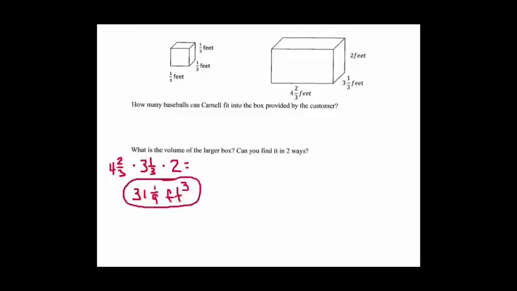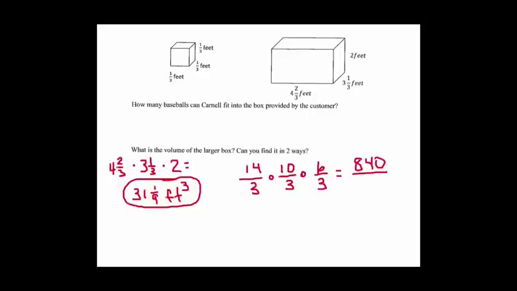The other way in which you can find this is by going back to the dimensions that we converted it to in the first problem. So 4 2/3 is equal to 14 thirds, times 3 1/3 is equal to 10 thirds, times 2, which is equal to 6 thirds. If you multiply them straight across, 14 times 10 times 6, your answer is 840.